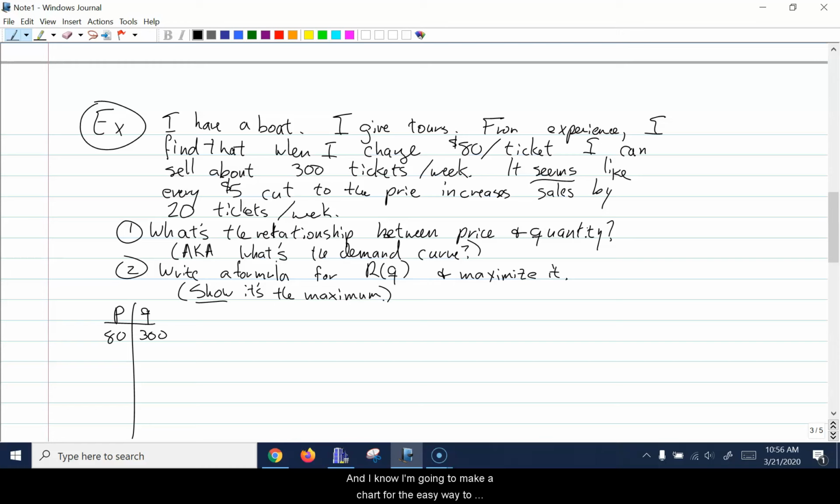When the price is 80, we're able to sell 300, and we say that when we cut the price by 5, so if we bring it down to 75, the sales will go up by 20, so we'll get to 320. And if we cut it down to 70, we'd be up to 340. And if we cut it down to 65, we'd be up to 360, and so on. How do we write a formula that connects those things?